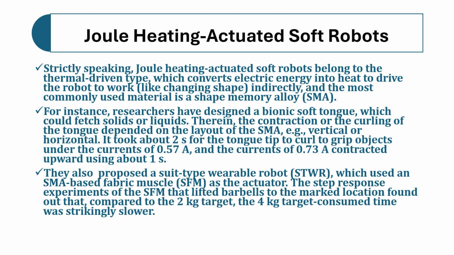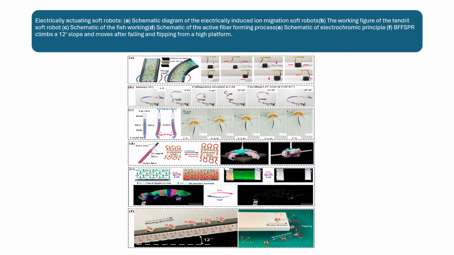Next we have the diagram representation of the electrically induced soft robots. Number one, we have this diagram of electrically induced ion migration soft robots. You can see in part number 8, I told you that in the electrically induced ion migration robot, there is one inductive electrode in between, and at the left and right, two electrodes are there, and the cations and anions are distributed accordingly.